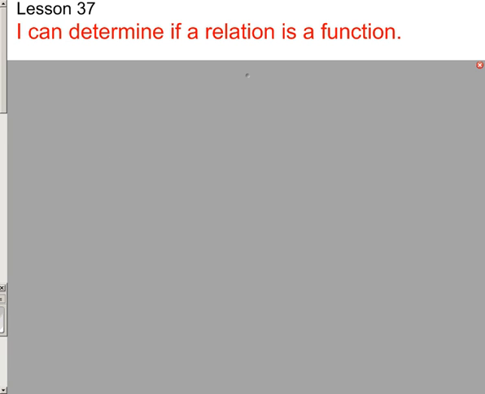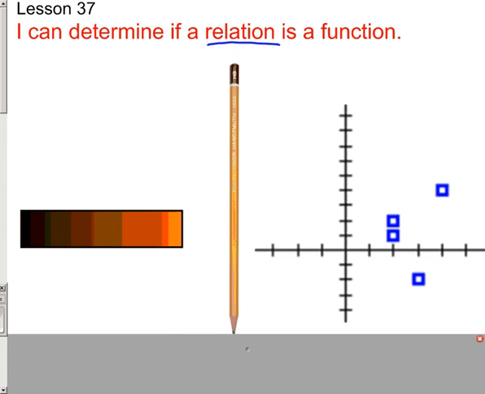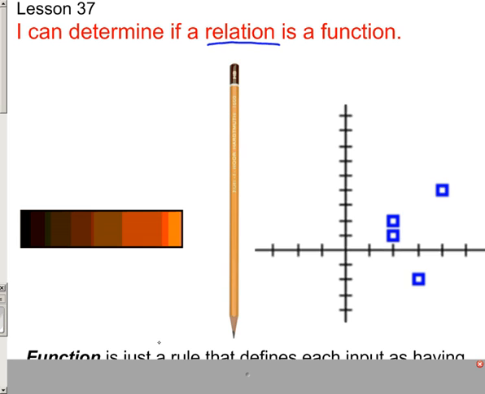Today we want to take a look at relations and see if they are functions. Now, if you recall, a relation is just a set of ordered pairs, and it could look like this if it's on a graph. Pretty much that's what's going to happen here for the first part of the video. Here's my graph right here, and I want to find out, is this graph a function?